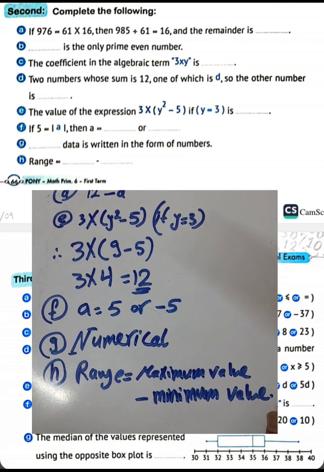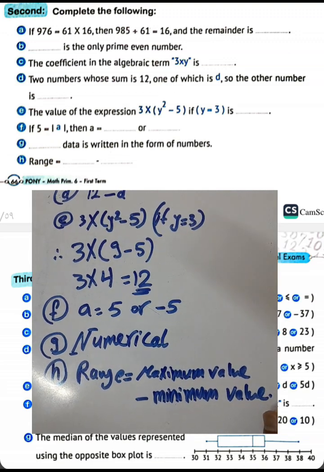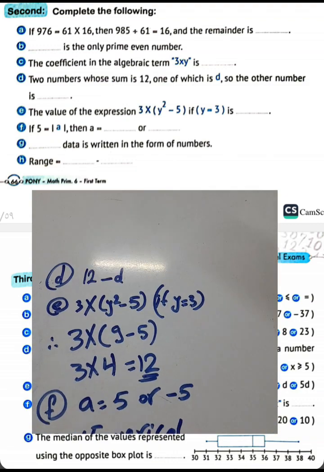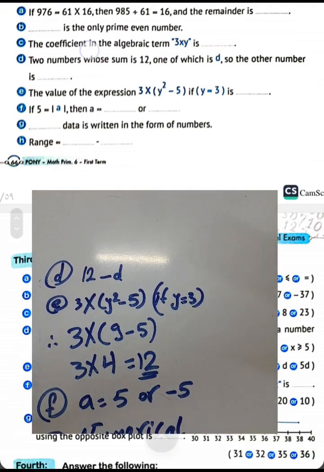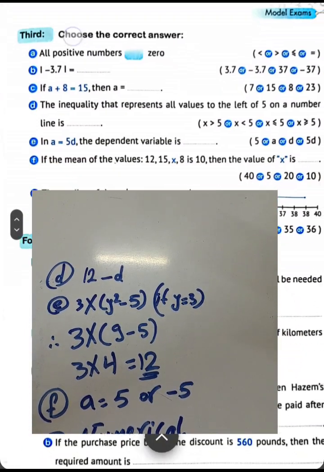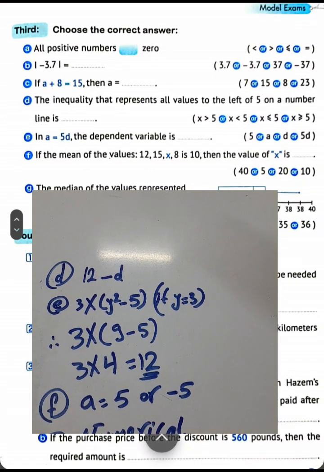Okay, we finished now. Question number 2. Now I will solve the third question here. Choose the correct answer. Letter E.